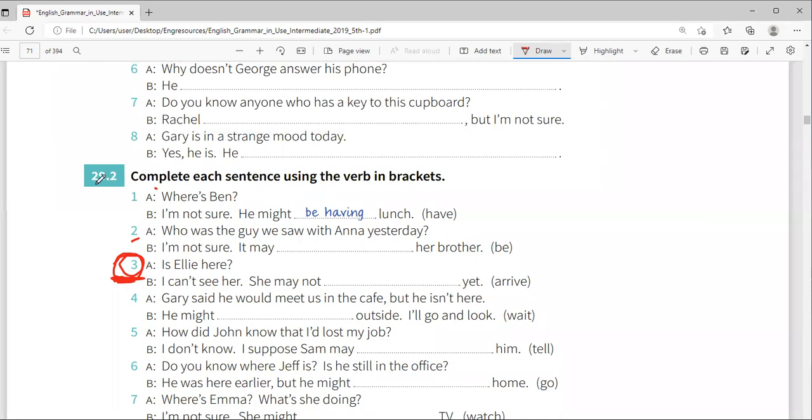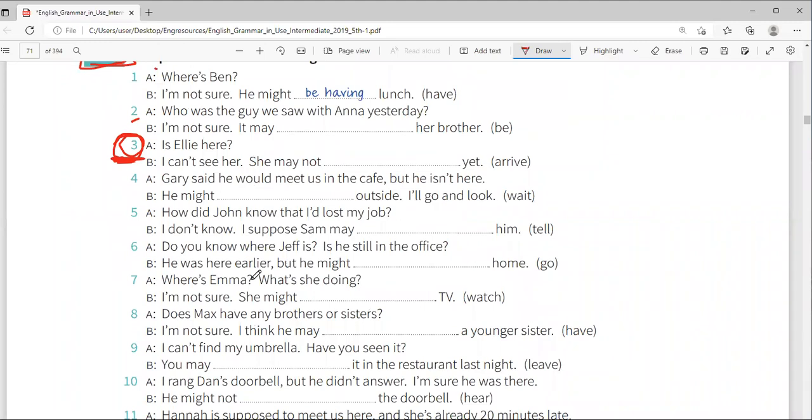Exercise 29.2. Oh, sorry. Okay. Thank you. Yes. Is Ellie here? I can't see her. She might not arrive. Yeah. She may not. She might not arrive.